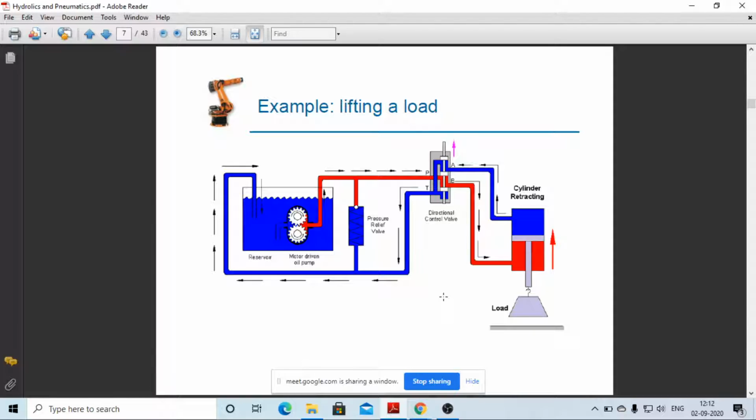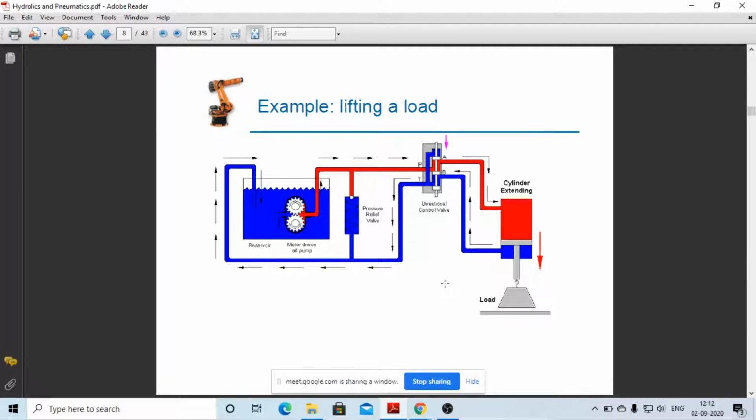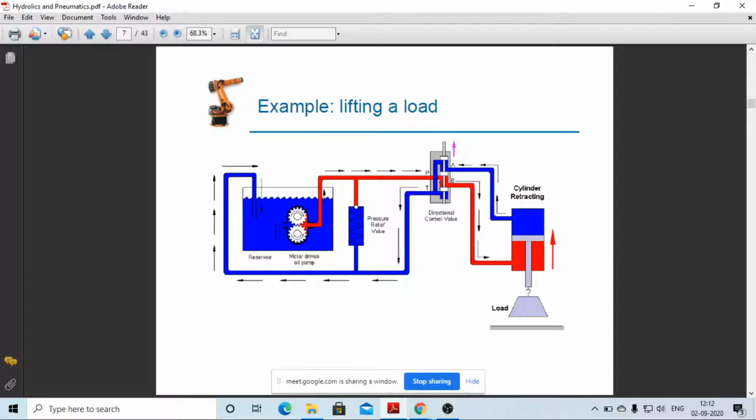Now when you press this control of the directional control valve, these are the control levers. The control levers can be pressed, and at that time A is now connected to T, and there is no connection with P and B. In the first case, P is connected to B and T is connected to A. So when A is connected to T, there is a low pressure, and P connected to B gives a higher pressure. So the movement is upward.